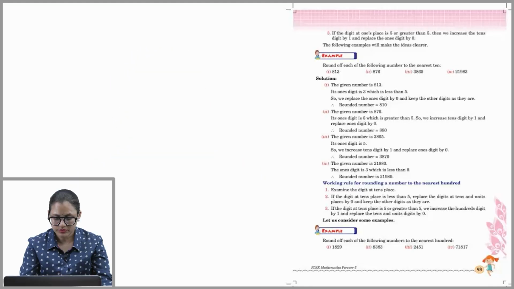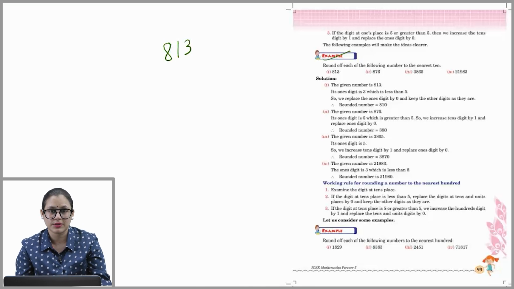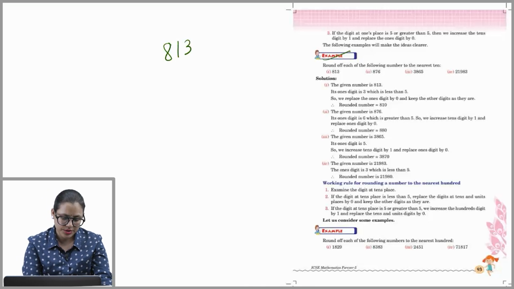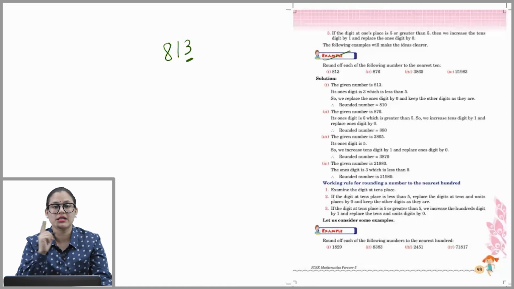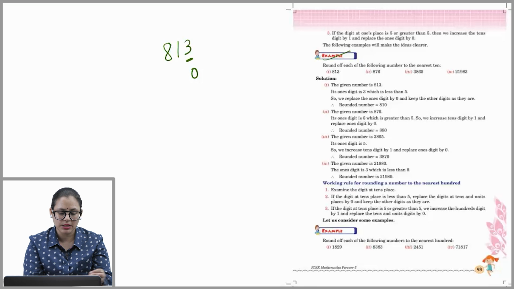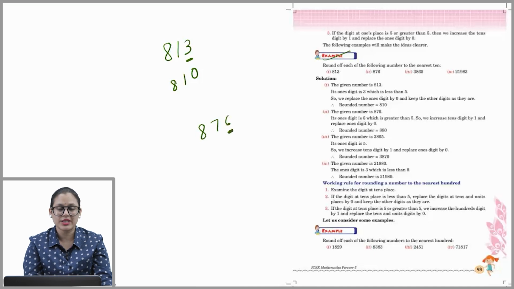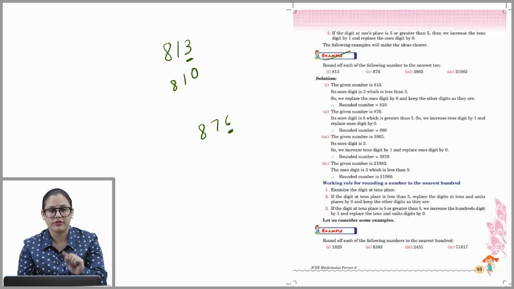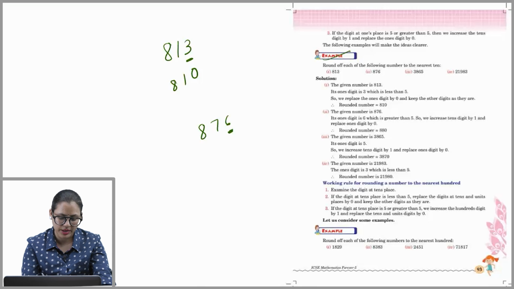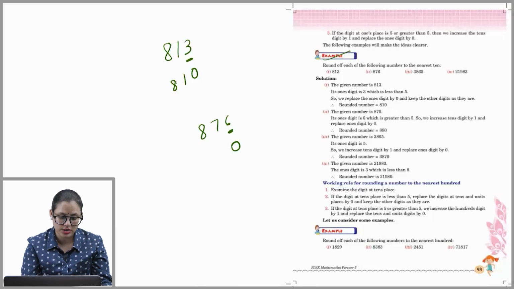For example, you have to round off 1813 to the nearest 10. Okay. So, ones digit is what? Ones digit is 3, which is less than 5. Means you will replace this digit by 0 and keep the digits as they are, means 81. So, 1810, right? 876, ones digit is 6, which is greater than 5. First, we replace this by 0 and then we increase the tens digit, means this digit, by 1, that is 8. So, 880.